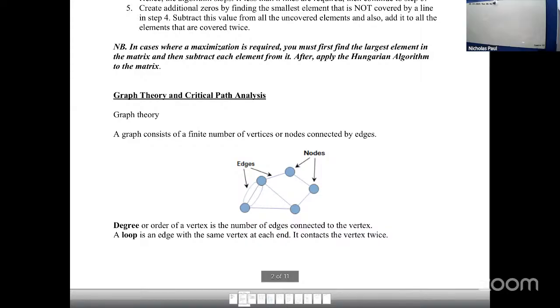I don't understand what you mean by the same vertex on each end. Sorry, big man. I know you're a big man. Oh gosh, I don't know. I don't understand what you mean by the same vertex on each end thing. Oh, okay. All right. That's okay.